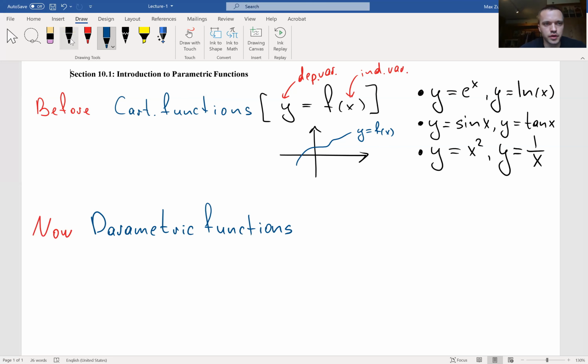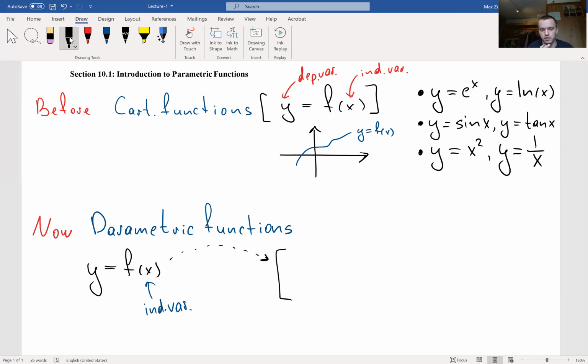The idea is the following: you take y is equal to f of x, and here we have that x is the independent variable. So what can we do? We can make x to be a function of something else. The way we're going to do that is to introduce a new parameter. This arrow is going to be introduce t, where t is going to be a new parameter. So I'm going to say that my x is going to be equal to, let's make it, g of t.